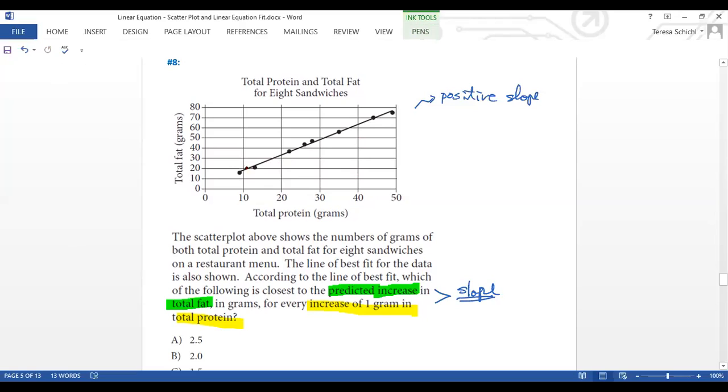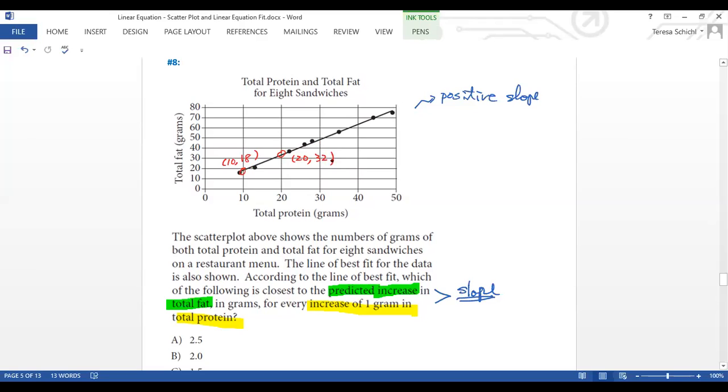So this point here is 10. The line touched here a little bit, so maybe 18. Then let's take a look at another one. This one's here. So this point is 20 and a little bit above the 30, so I say 32.